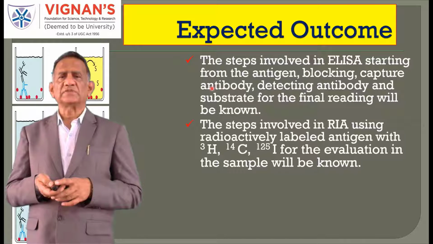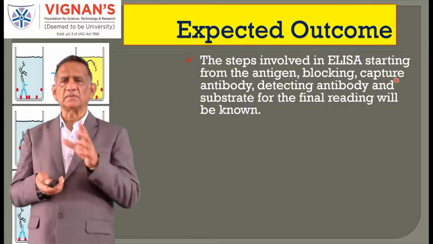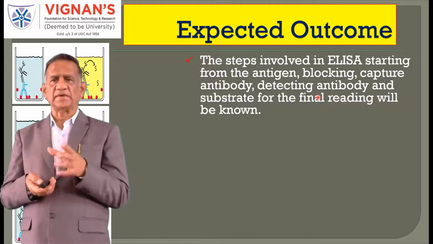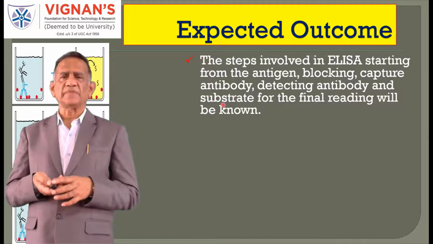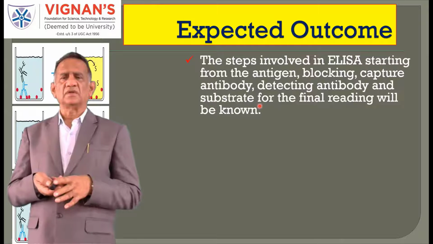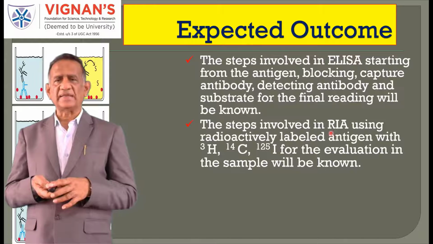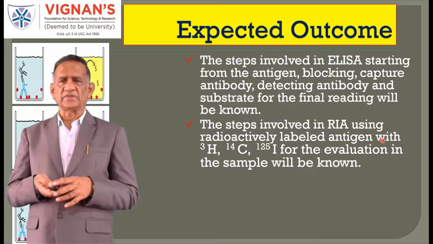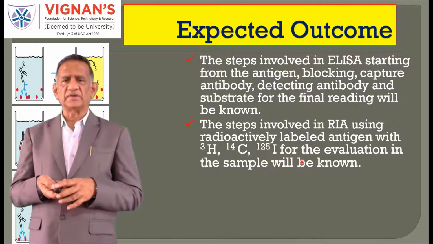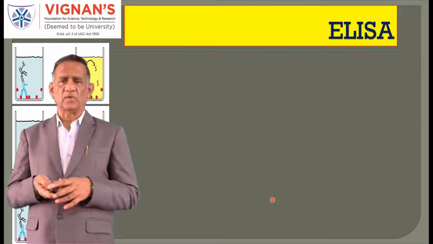Expected outcomes: the steps involved in ELISA, starting from antigen blocking. Here the term blocking is very interesting. Blocking, capture antibody, detecting antibody, and substrate. Apart from that, there is another procedure involved here: every step is followed by washing. The final reading will then be known. The steps involved in RIA, using radioactively labeled antigen with tritium, C14, and I-125 for evaluation in the sample, will be known. The applications of ELISA and RIA will also be known.